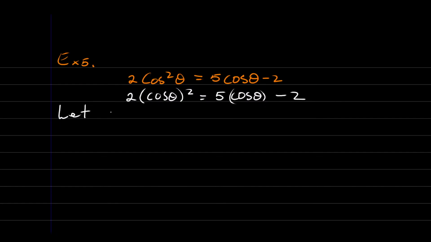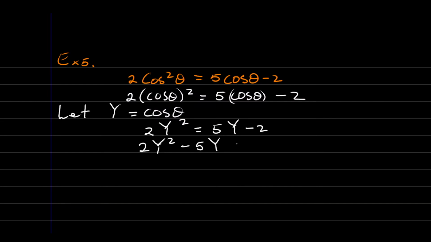It doesn't matter, let me just use something different this time. Let me use y. Let y equal to cos theta, and I will have 2y squared equal to 5y minus 2, and put everything on one side. I'm going to get 2y squared minus 5y plus 2 is equal to 0. Let's go on to number 6.